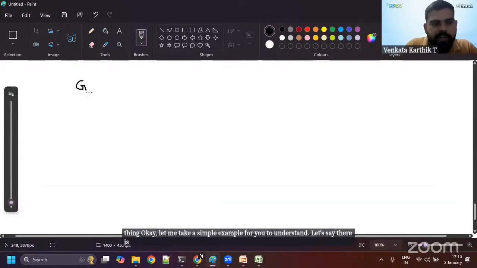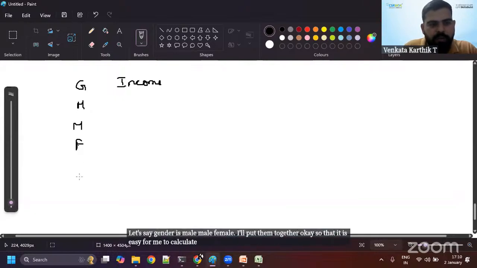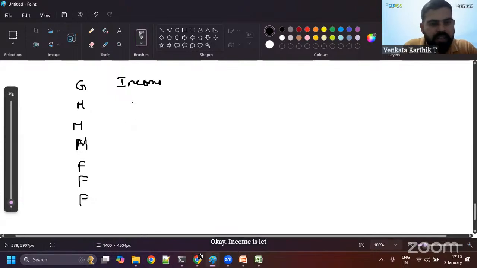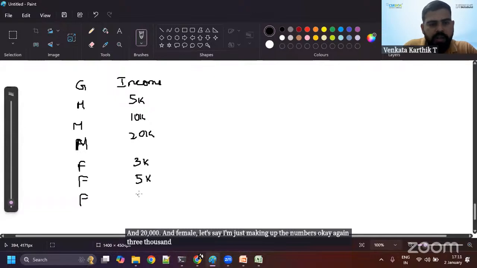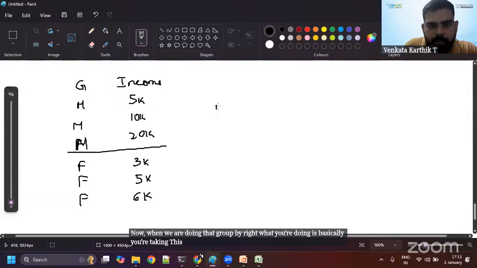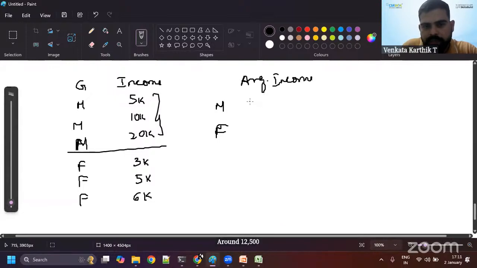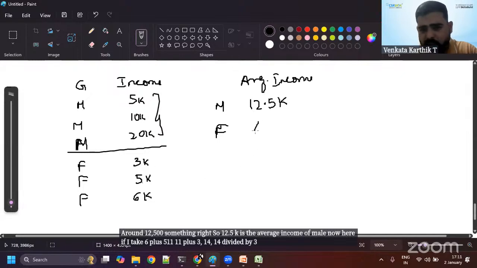Let's say there is a variable called gender, and then there is a variable called income. Let's say gender is male, male, male, female, female, female. I'll put them together so that it is easy to calculate. Income is, let's say, 5,000, 10,000, and 20,000 for males. For females, I'm just making up the numbers, say 3,000, 5,000, and 6,000. Now, when we are doing that group by, you're taking male and female separately and calculating the average income. For males, 35 divided by 3 is around 12,500, so 12.5K is the average income of males. For females, 6 plus 5 is 11, plus 3 is 14, and 14 divided by 3 is around 4.5K.